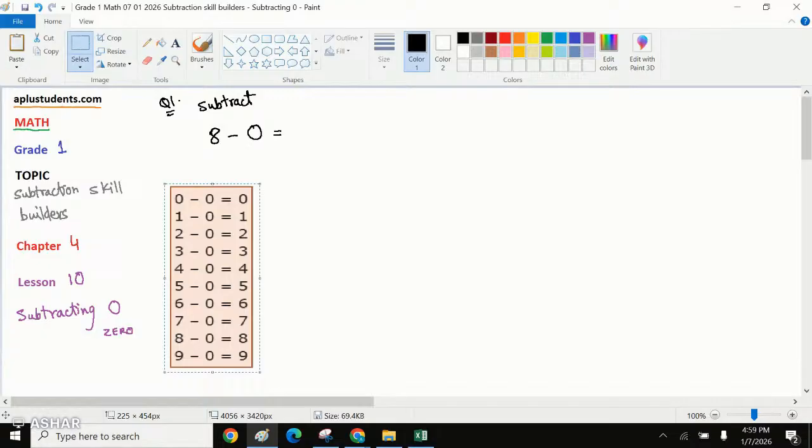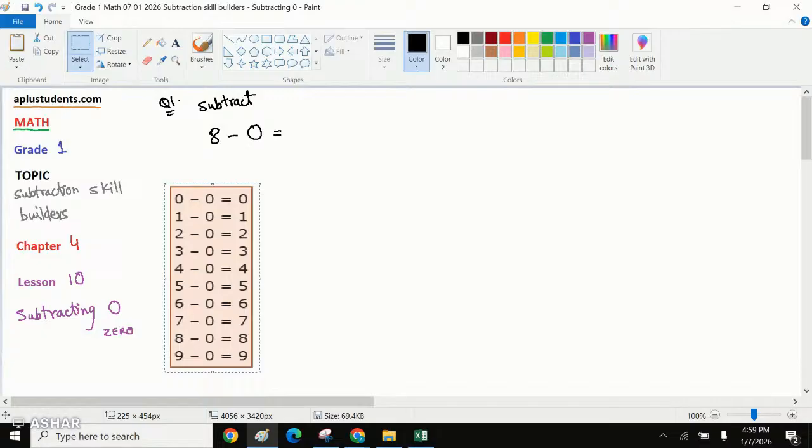Welcome to the class. What we are doing today is subtracting a 0. Let's suppose we have 8 of anything, and we are subtracting a 0 from it. How much would be left out of 8?